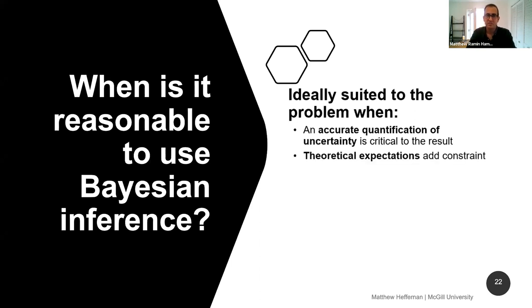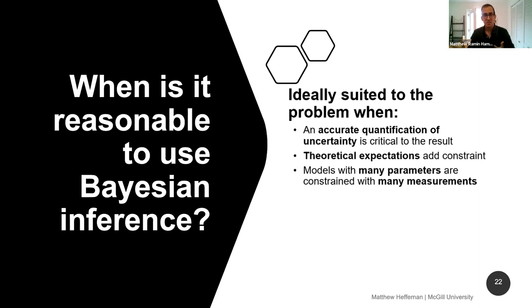Another case when Bayes' theorem is really ideal is if you have theoretical expectations that add a good amount of constraint. A good amount of constraint, for example, can just be positive definite. And this is a great way to put that into your study and be explicit about what you're doing. Another great case for Bayesian inference is when you've got many parameters that are constrained with many measurements. In particular, if your model doesn't contain every possible thing, you're probably going to have some tension here, which is going to add uncertainty. Having a quantification of all of these things and covariances and whatever else is something that Bayesian tools are really well set up to provide.